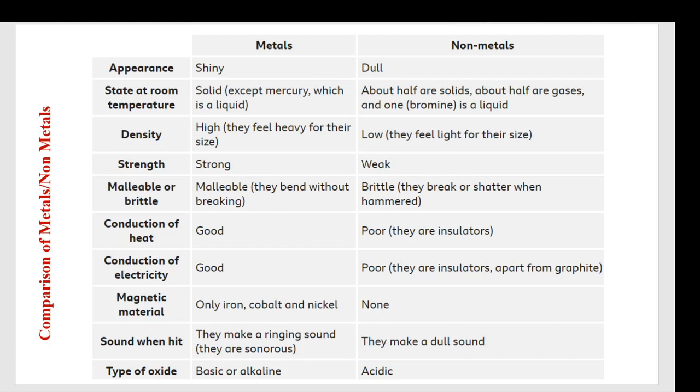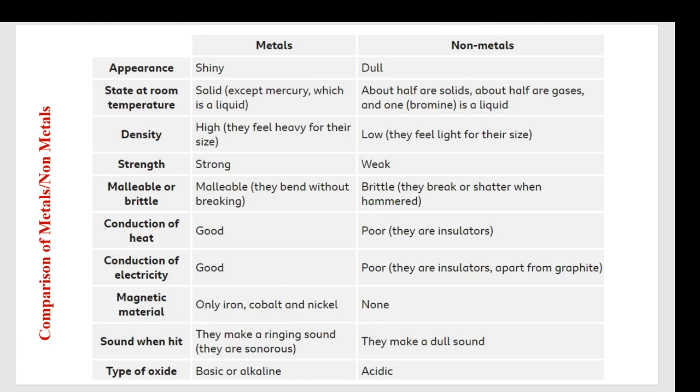If we are talking about the conduction of heat and electricity, metals are good conductors of heat and electricity, but non-metals are poor conductors of heat and electricity. So they are called insulators, thermal insulators and electrical insulators. Magnetic material: only iron, cobalt, and nickel metals are magnetic in nature. And on the other hand, all the non-metals are non-magnetic.